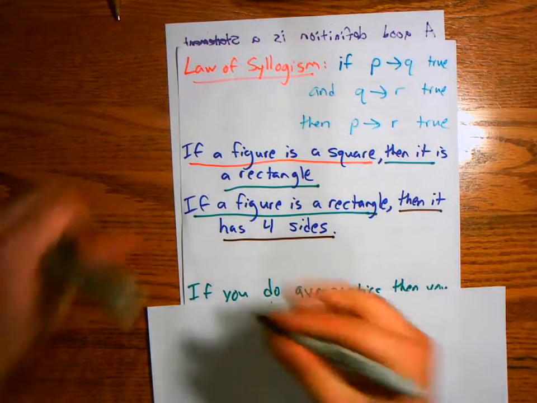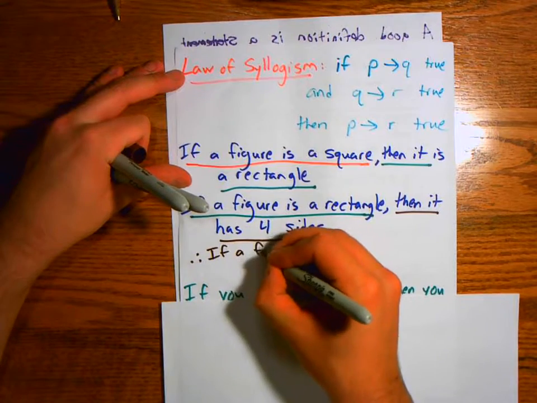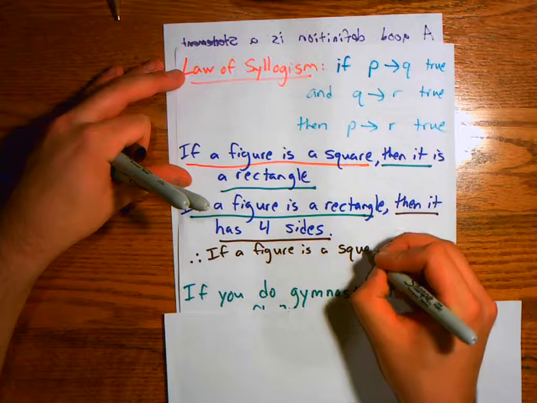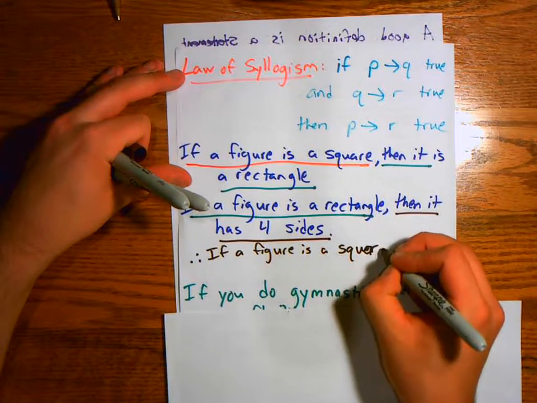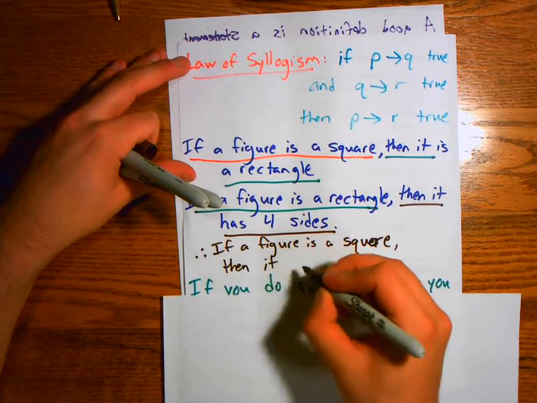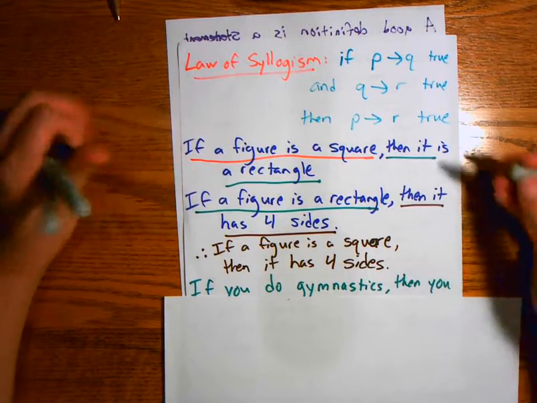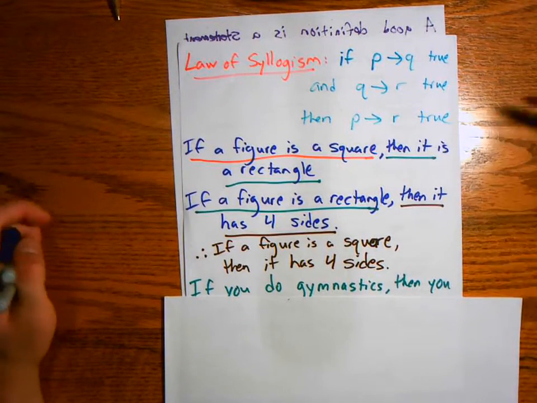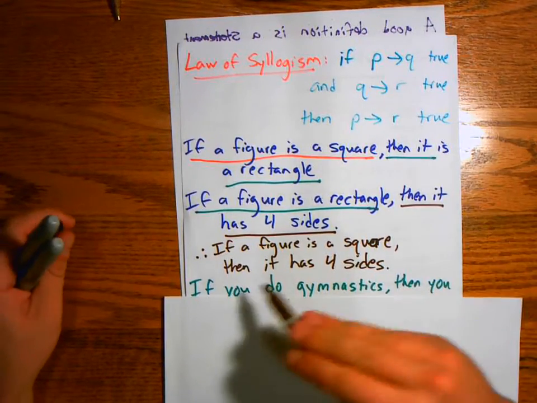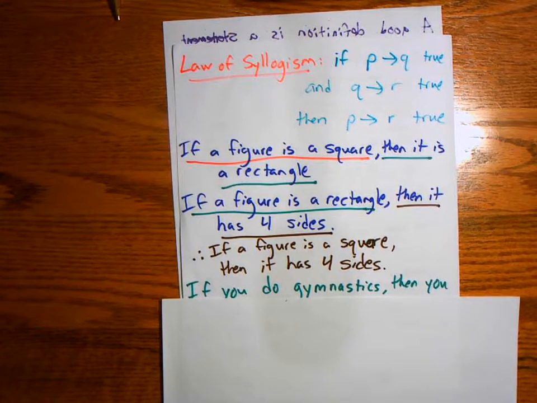Therefore, I can say that if a figure is a square, then it has 4 sides. Since each of my conditional statements is true, I can say that the hypothesis of my first and the conclusion of my last is true in an if-then conditional statement, since these two match up word for word.